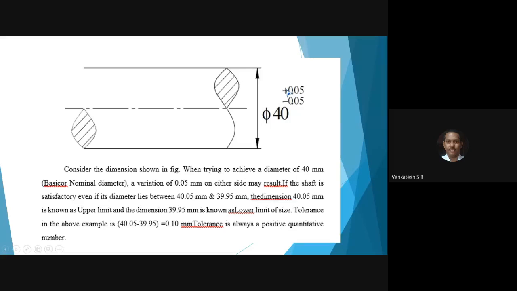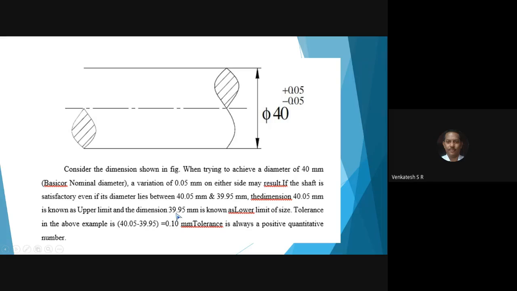40 to the power of plus 0.05. This is the upper limit. Then you add the dimension 40 plus 0.05. All of you observe here, 40.05. This is the upper dimension. If you add this to the dimension of 40, then it is called upper limit. Then deduct this value, minus 0.05.